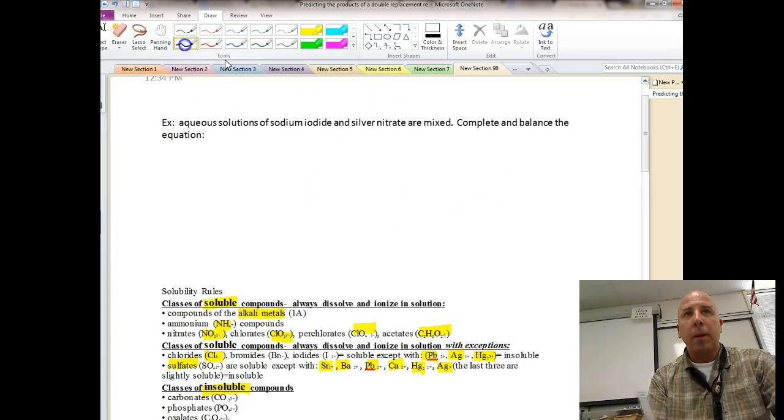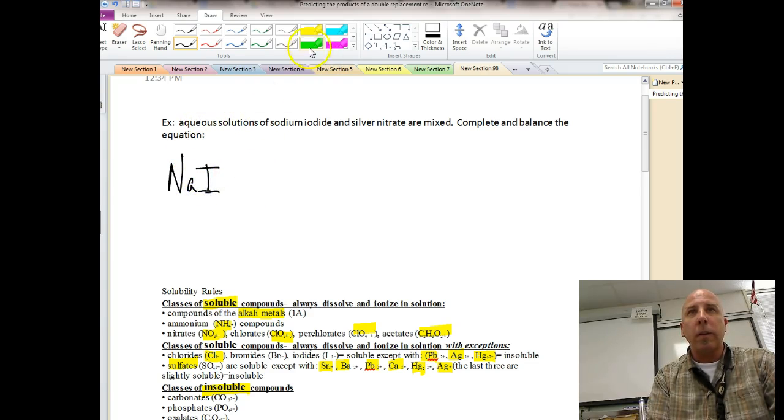So let's take a look at what we're talking about and give you an example of this. The example I gave you is that aqueous solutions of sodium iodide and silver nitrate are mixed. We're going to go ahead and write this. We have sodium iodide to start off with. It tells me here that the sodium iodide is an aqueous solution, so that means it's soluble. We're going to put an AQ here.